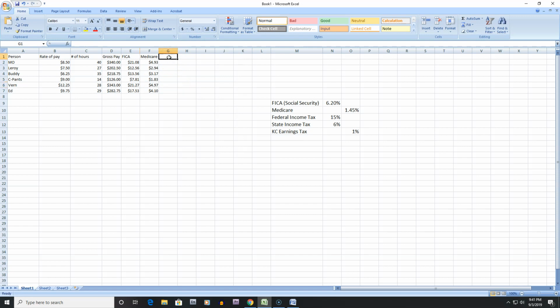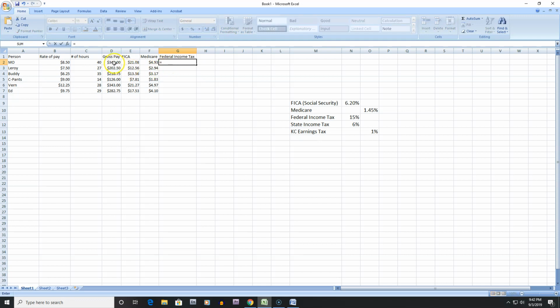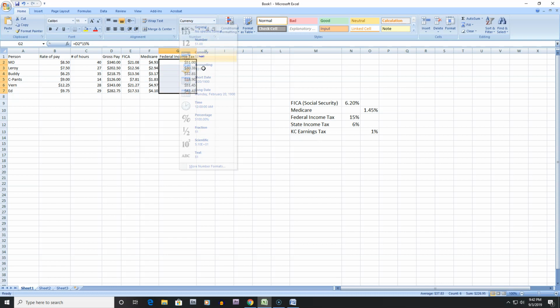And so now I'm going to go to federal income tax. Federal income tax, right? And again, I might click that and go to the equal sign. You guys are probably getting the hang of this. Guess what? D2 once again. And we're going to multiply. And we're going to multiply by 15%. Right? And so go to my little homie square, drag down, go here, hit currency. And so as you guys can see, this money is starting to add up. It's kind of telling a sad story here.